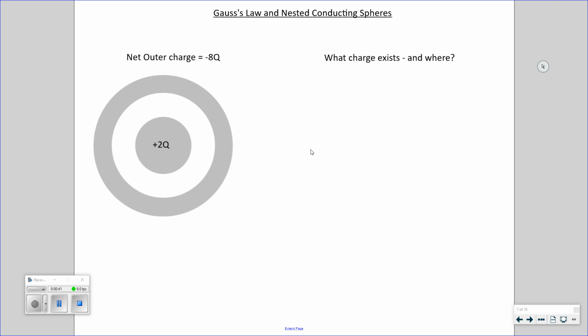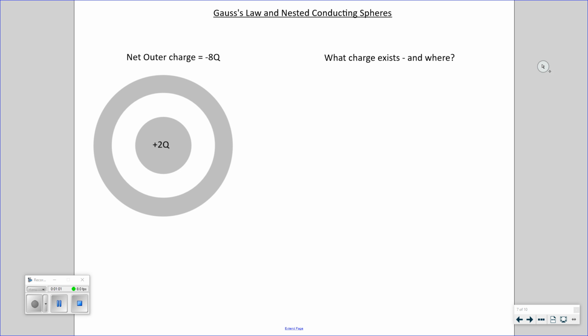Now, this outer conductor has a net charge of negative 8q. The question is, what charge exists where specifically? Here's the deal. We have to be okay with the fact that this system is in what's called electrostatic equilibrium.